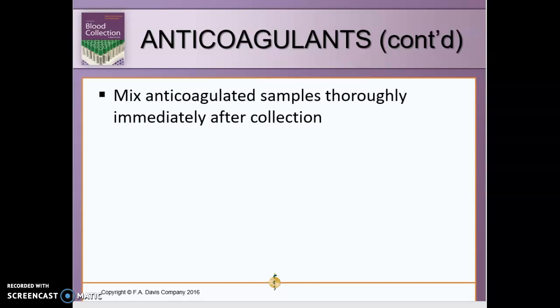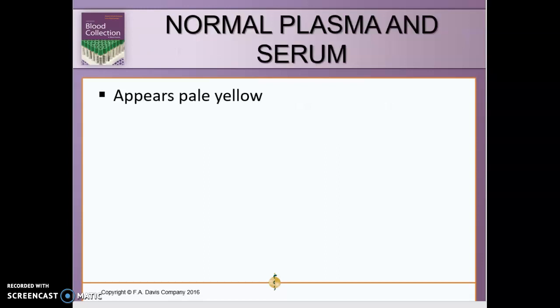When we collect blood and the tube has the anticoagulant mixed in there, we need to make sure that we thoroughly mix this, so it will be mixed well and it will do its job appropriately.